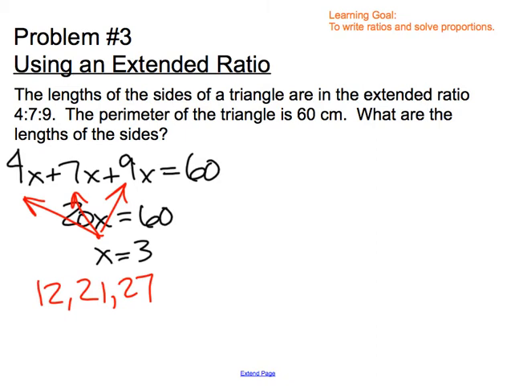So in this case, the lengths of the 3 sides are 12, 21, and 27 centimeters. A good way to check this kind of problem is to take the numbers and make sure that they work the way we expect them to. So 12, 21, and 27, if we add them together, we expect to get 60. So we have 2 plus 1, which is 3, plus 7, which gives us 10. So 2, 4, 5, 6, and we do in fact get 60 when we add together 12, 21, and 27, which confirms that our answer is correct.